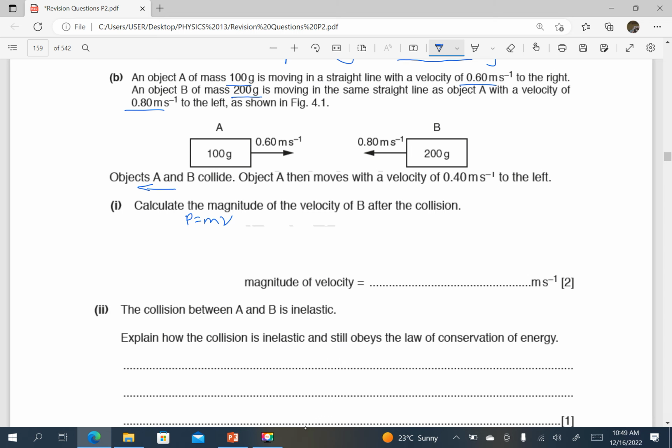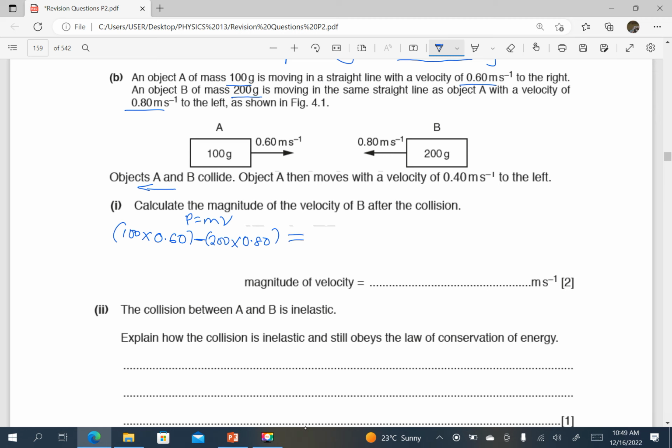So we are going to conserve momentum. Total momentum before collision should be equal to total momentum after collision. I will not change the mass because I know the grams will cancel out, but you can still change if you want. So the mass is 100 times the velocity 0.60. That is for A, minus, because B was moving initially in the opposite direction, so this is going to be 200 times 0.80. Note the minus here. I'm finding total momentum, but the minus is because the velocity is in the opposite direction.